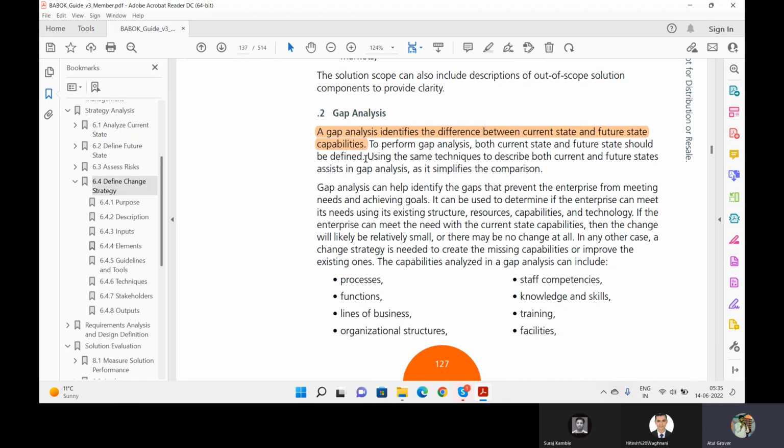I am at X, I want to go to Y, but these are the gaps. My teams are not competent. My team, my organization doesn't have that much capability. We are not using that technology. So you have to identify the gaps here.